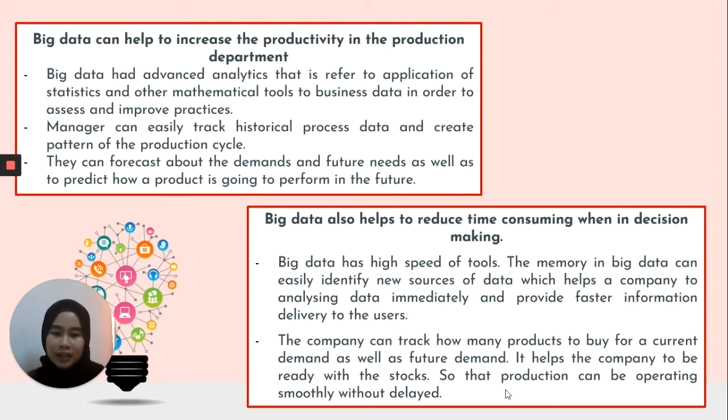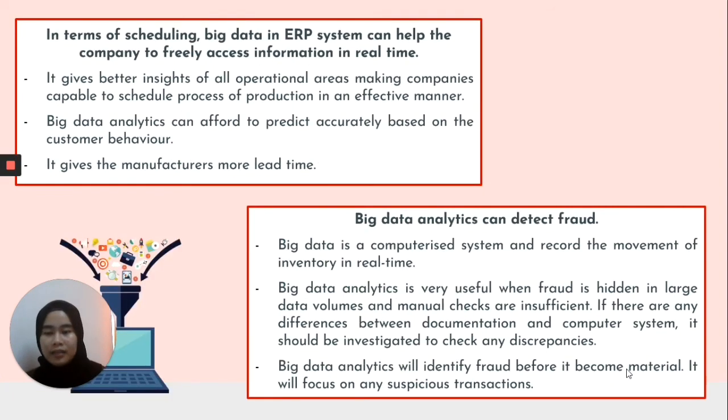Okay, and then the company can track how many products to buy for current demand as well as future demand. It helps the company to be ready with the stock so that production can operate smoothly without delay. So if big data can forecast future demand, we can prepare earlier and then buy the raw materials. We have the plan of when and at which time to buy.